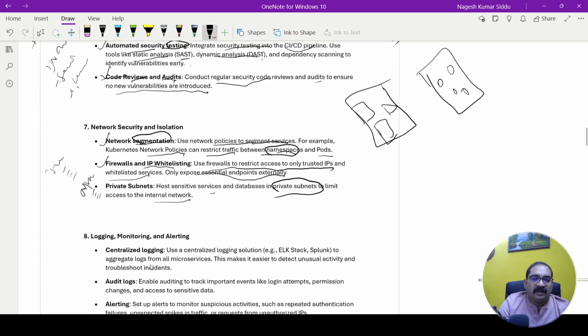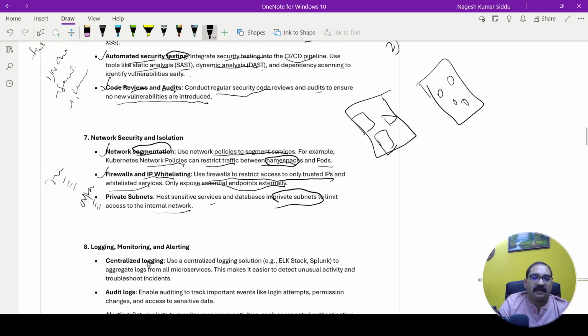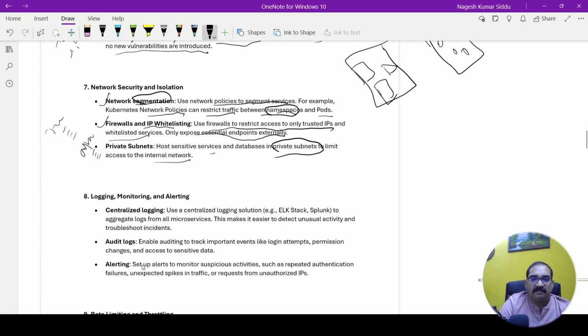The next point we'll talk about is logging, monitoring and alerting. This is part of observability, where we have discussed that observability can provide the state of the application. Similarly, we will utilize a centralized logging mechanism so that we can provide more security. Say, the ELK stack or Splunk, these are log aggregator services.